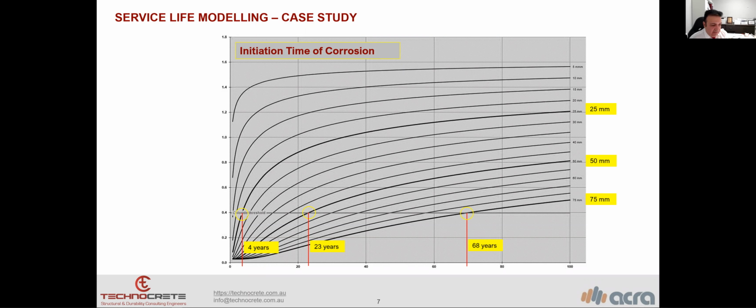It shows that we have like 6 and 17 times more than the 25 millimeters when we have 50 and 75 millimeters of concrete cover. But is that a feasible design if we have 75 millimeters of cover or not? No, it has to be investigated. But I just want to show that if we have different concrete cover, we can achieve different types of service life.